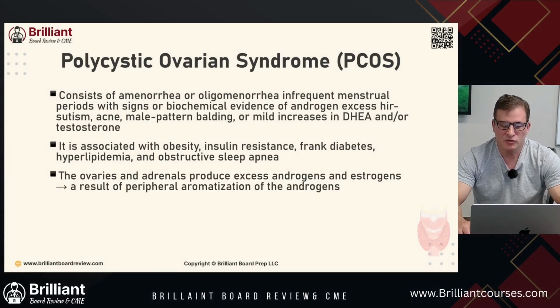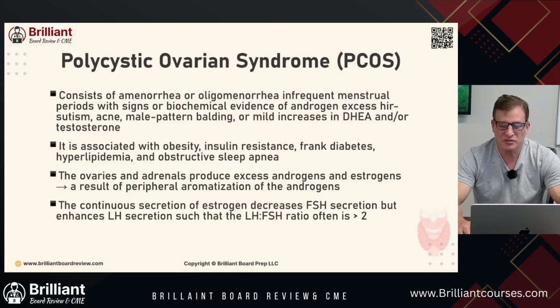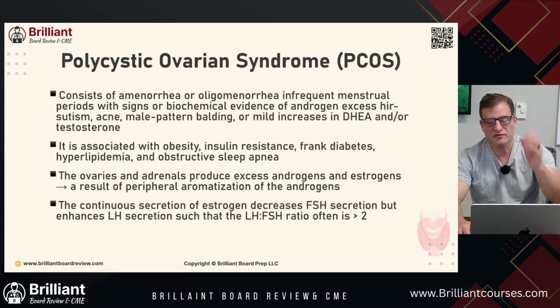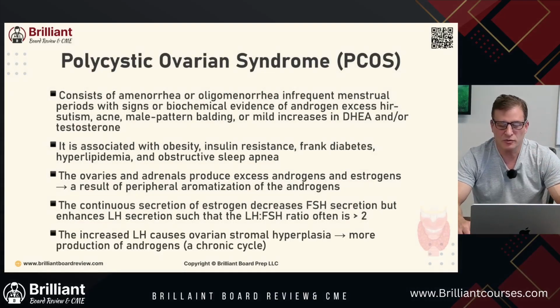The ovaries and adrenals produce excessive androgens and estrogens, as a result of peripheral aromatization of the androgens. The continuous secretion of estrogen decreases FSH secretion but enhances LH secretion, such that the ratio of LH to FSH is greater than 2. The increase in LH causes ovarian stromal hyperplasia and more production of androgens, and it's a chronic cycle.